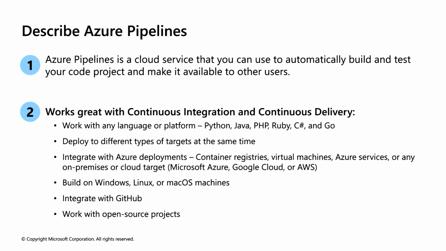Azure Pipelines is a cloud service that automates building and testing your code, making it easier to deliver software quickly and reliably. It works with any language or platform. It integrates with GitHub and supports deployments to various targets like containers, virtual machines, and cloud services. This helps teams streamline their development process and improve code quality efficiently.